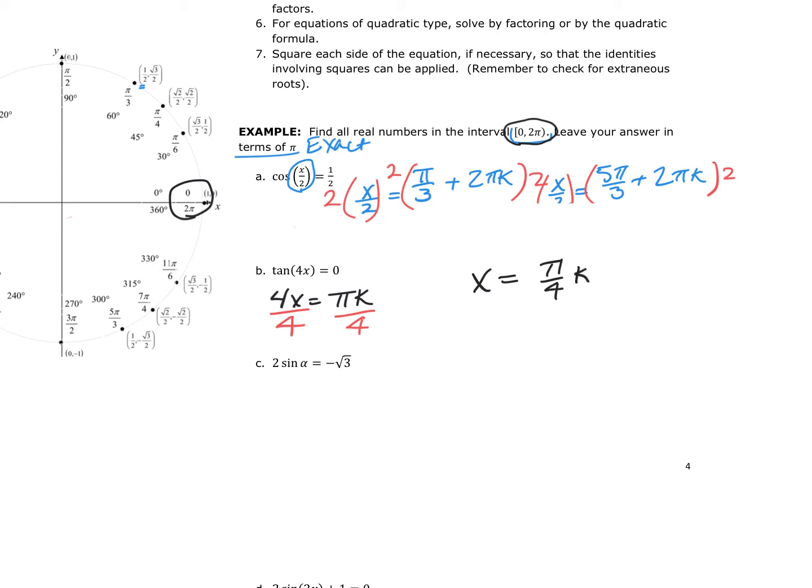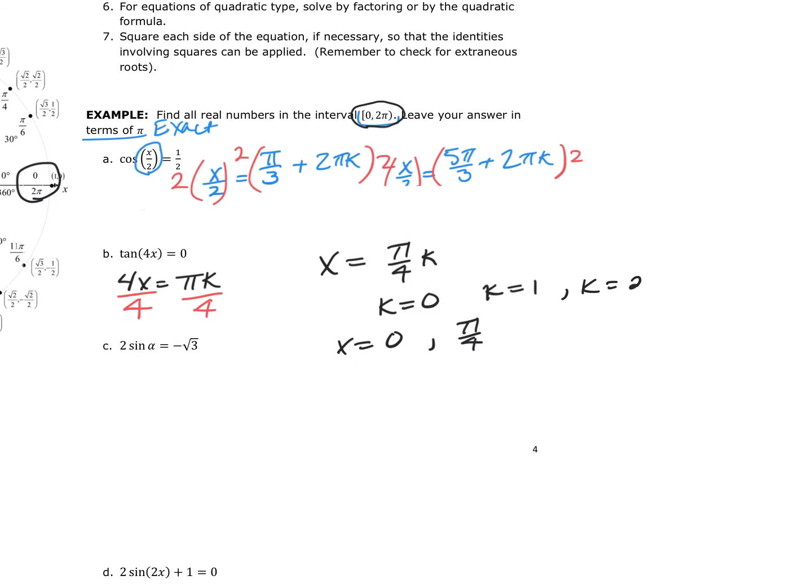Now I want particular solutions, not the general. So I'm going to say, well, what happens when k is equal to 0? When k equals 0, my solution is 0. When k is equal to 1, my solution is pi over 4. When k is equal to 2, I end up with 2 pi over 4, which we know happens to be pi over 2. However, pi over 2 is not going to give me 0. But when I put pi over 2 in right there, because I am multiplying by 4, I'm good.